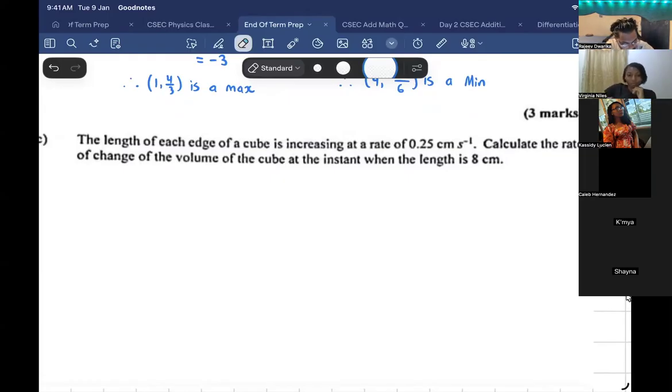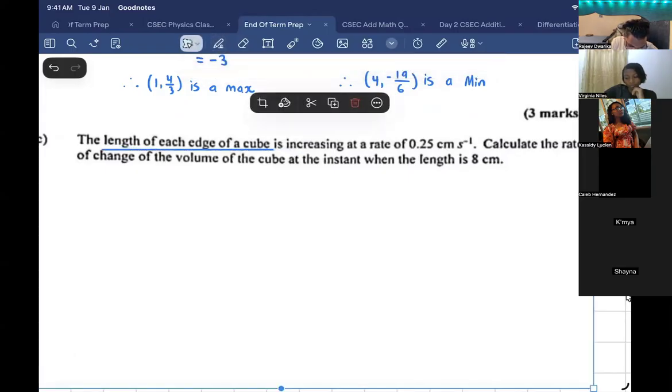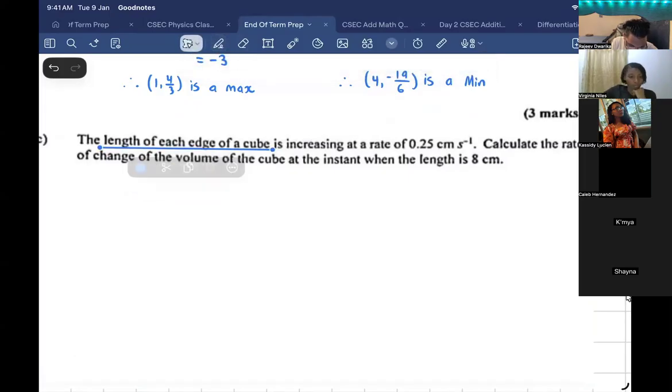The length of each edge of a cube is increasing at a rate of 0.25 centimeters per second. Calculate the rate of change of the volume of the cube at the instant where the length is 8 centimeters.